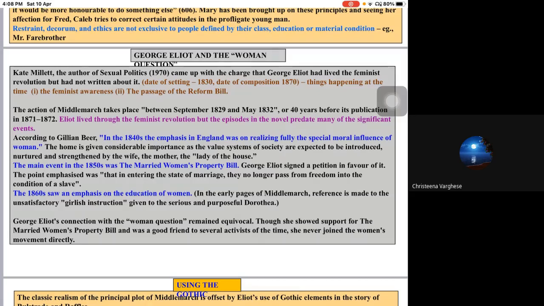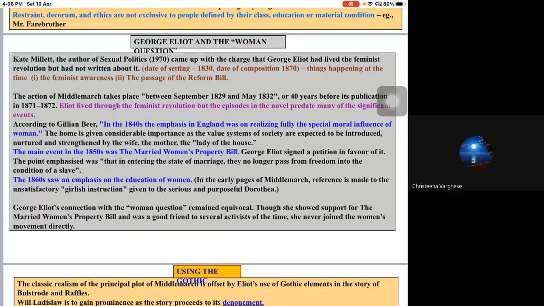1860 saw an emphasis on the education of women. In the early pages of Middlemarch, references are made to the unsatisfactory girlish instruction given to the serious and purposeful Dorothea. In those days, girls were not allowed to have education.